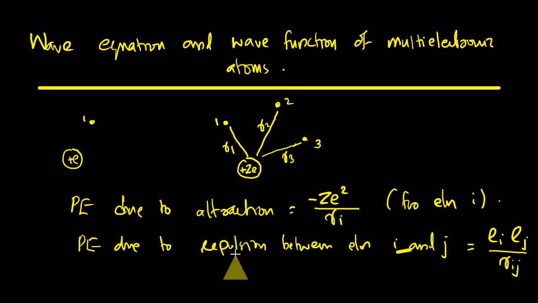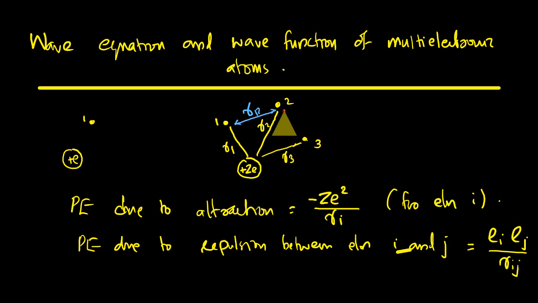And when we are talking about the repulsive potential energy, then we have to consider the repulsion between electron 1 and electron 2. Let me denote this with a blue line. So this is the repulsion between electron 1 and electron 2, and the distance from 1 to 2 is R12.